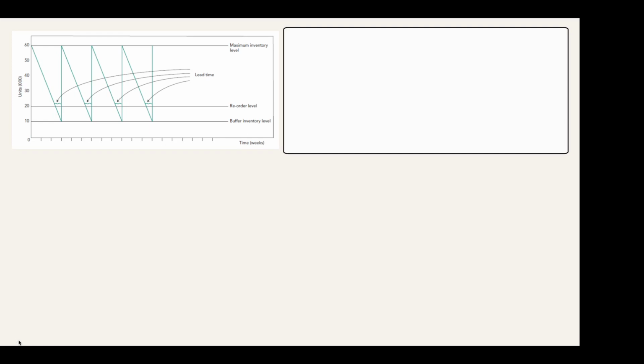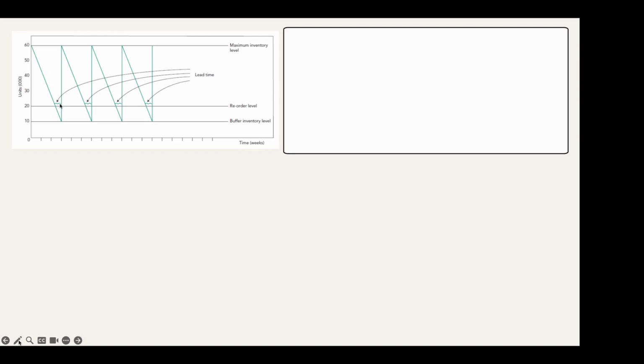Okay, now you also see lead time here. So how it works is that at 0 weeks you have 60,000 units at maximum level, and as it goes down here, that's about 3 weeks in. It takes about 3 weeks for 60,000 units to reach 10,000 units, touching the buffer. So at the buffer point, this is where the business will reorder its stocks, right?